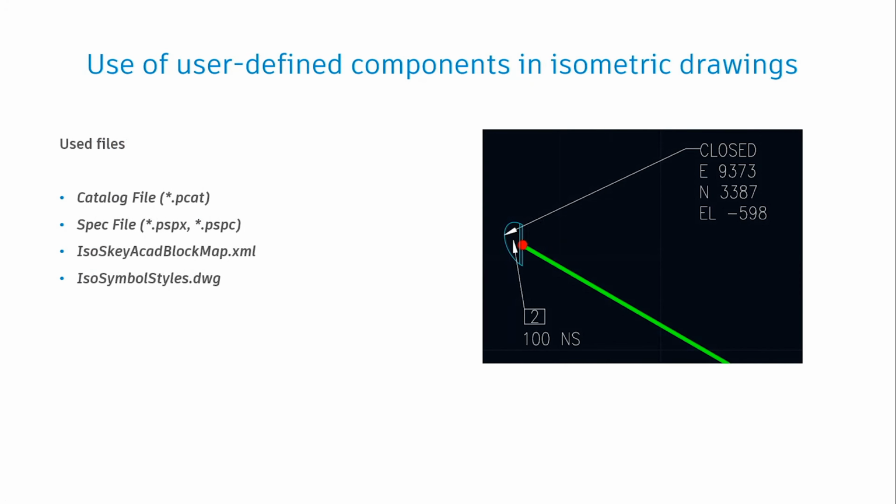Let's move to the next step: how to use user-defined components for isometric drawings. In this section, we will create a block-based component for a catalog. This will be added to a spec and finally be used in an AutoCAD Plan 3D model to create an isometric drawing. Therefore, we will adopt those files: the catalog file, which is a PCAD file, the spec files, and the isometric project files ISO ASCII ARCAD block map XML and ISO symbol styles drawing.